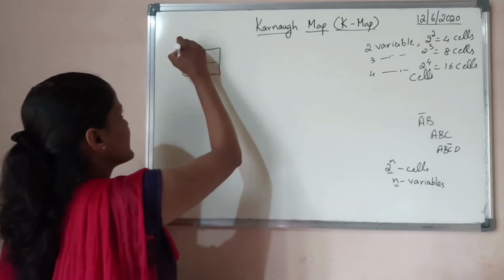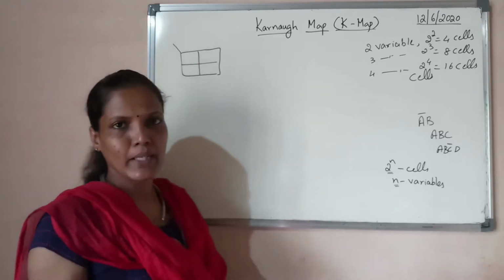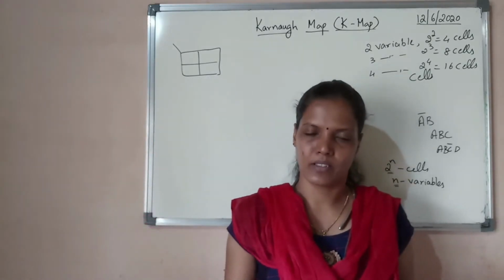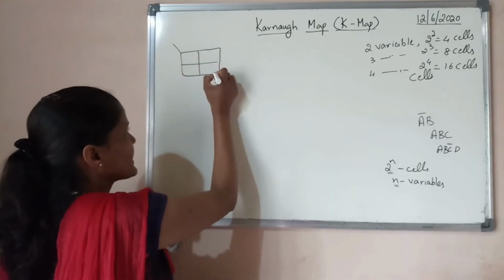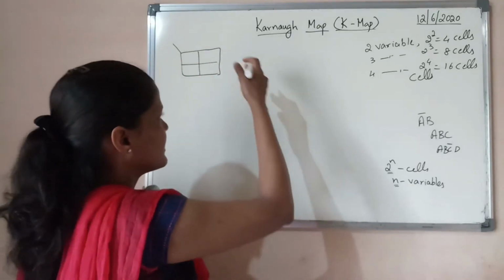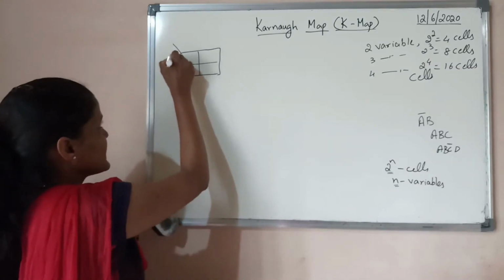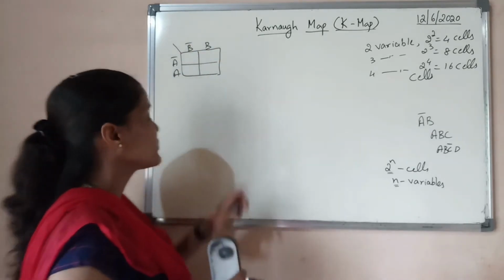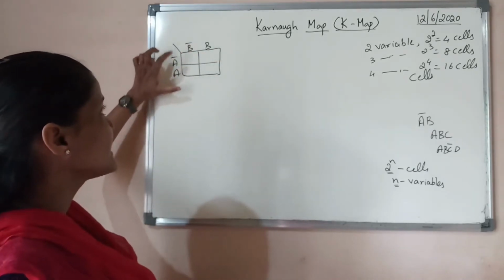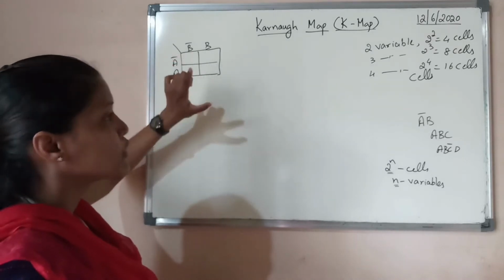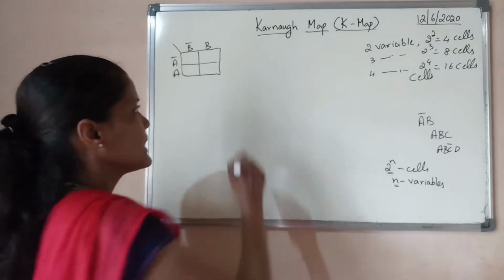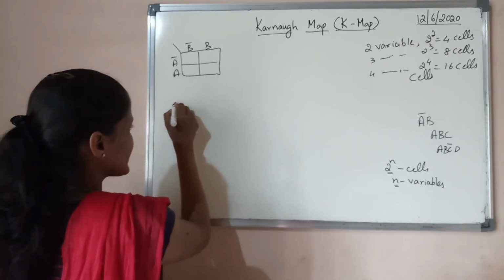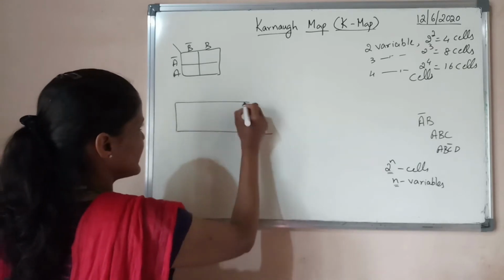The variables can be a and b, or x and y, or p and q, or y and z, anything. When I want to number the cells, or give the variable names, this is a bar a, this is b bar b. This is the systematic approach. I have to write the variables in this particular manner for two variables, or 4 cells. When I am having 3 variables, the number of cells will be equal to 8. So 8 can be written like this.